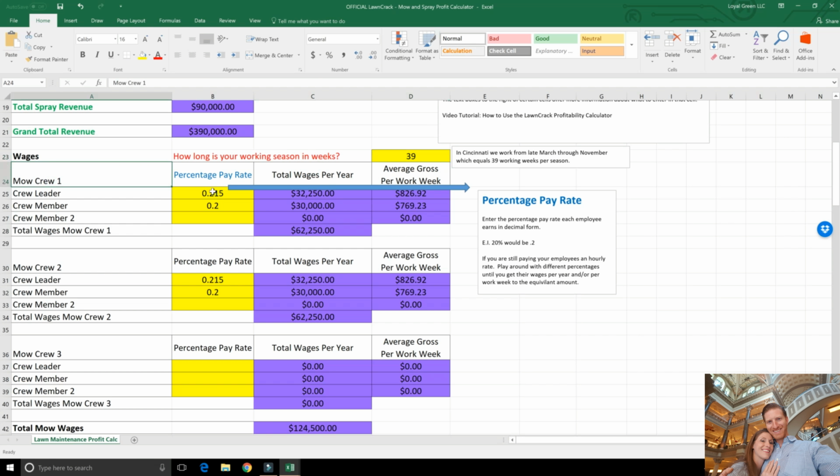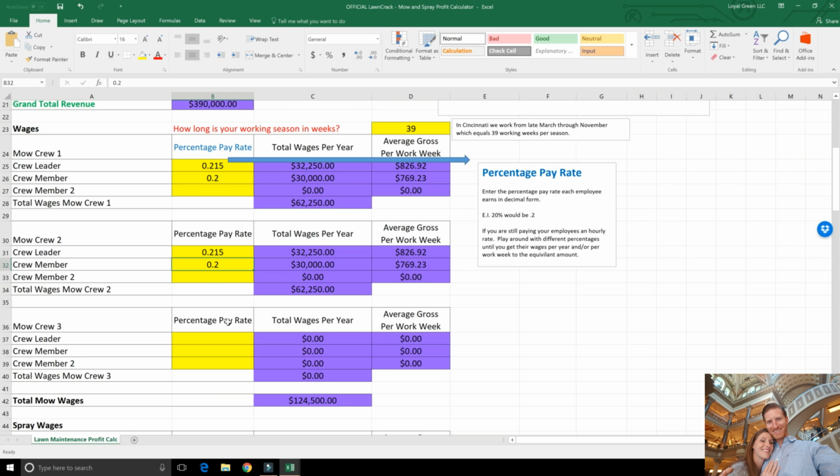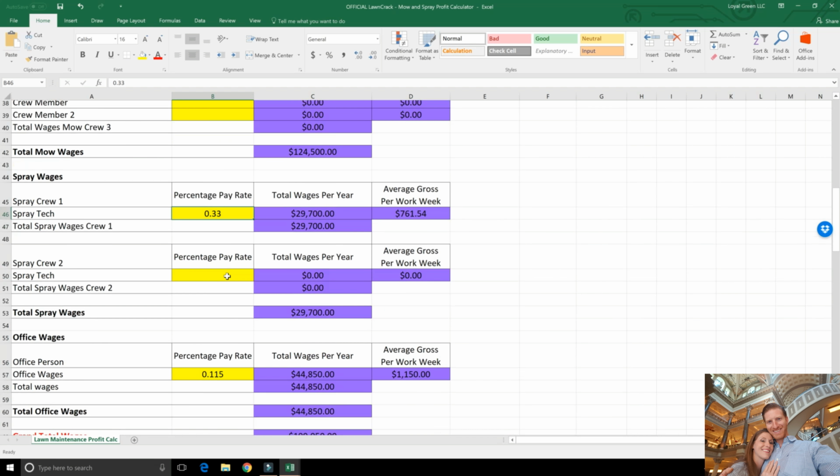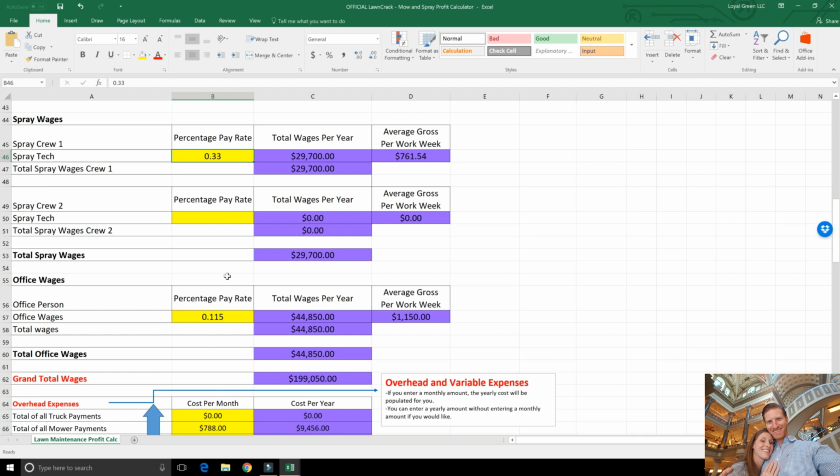So I have my mow crew one, their percentage pay is in there. Mow crew two, their percentage pay is in there. They're the same. My spray guy gets a little higher percentage because he's the only guy on the crew, but then we also have the cost of the chemicals and all that kind of stuff. We actually run a hybrid organic program, so our fertilization is organic, but we do supplement with synthetic herbicides because there's nothing on the organic side that controls weeds. So there's his percentage pay.